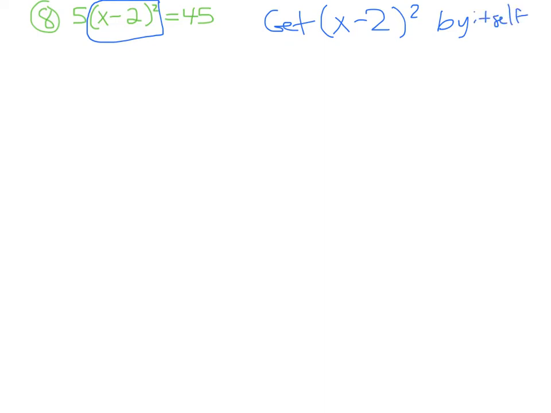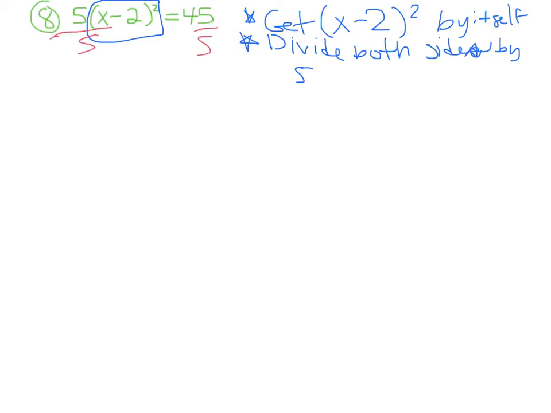Once you have something squared by itself, then you are allowed to take the square root. And we're going to do that by dividing both sides by the 5. So this is one of our special types of problems. I'm just going to caution you, please do not try to multiply out x minus 2 times x minus 2. Otherwise, you'll get something really, really big, and you don't want to have to deal with that. So we're going to divide both sides by 5. When you do that, you end up getting x minus 2 squared equals 9.